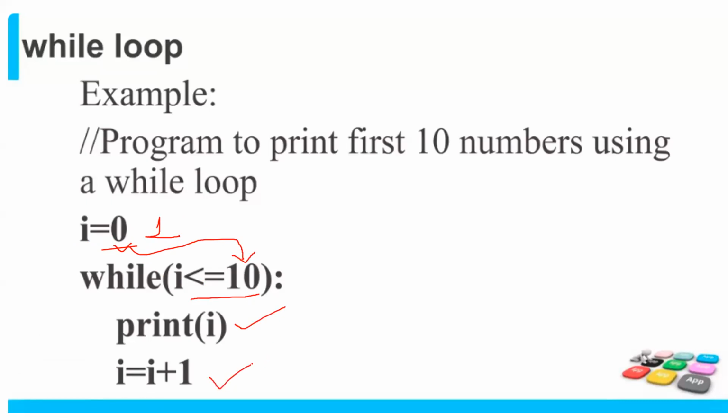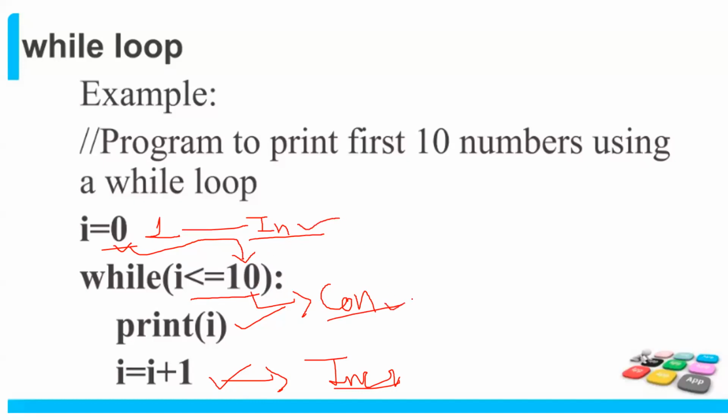As we all know, this is the point of initialization. This is the point of condition. And this will be the point of incrementation or decrementation. We have already seen that these three are the key elements, the key points of any looping construct, whether it is while loop or for loop. So for any looping, we must have one point of initialization, a point of condition, and a point of either incrementation or decrementation. Let's move ahead.